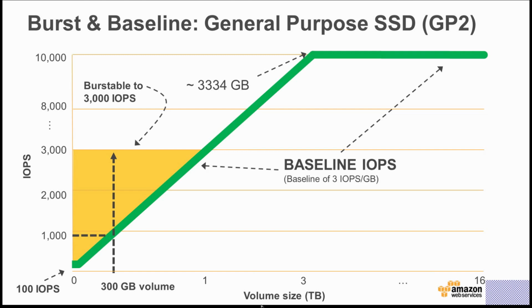Note, look in the lower left-hand corner. Volumes less than 34 gigabytes actually will have a baseline performance of 100 IOPS, not at the 3-to-1. So you can be assured that there will be sufficient performance at baseline for small volumes.